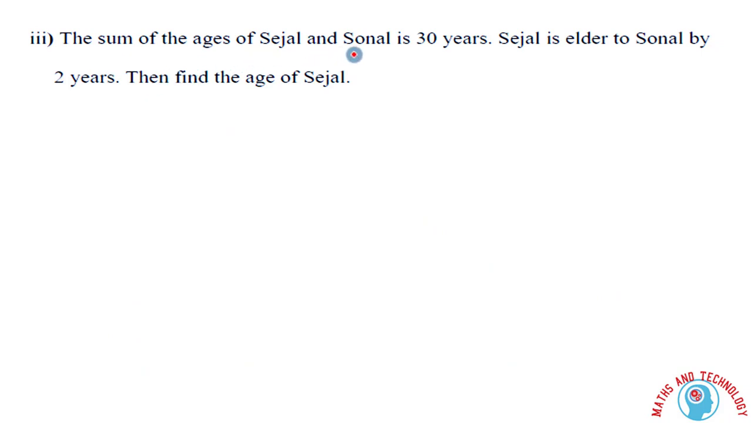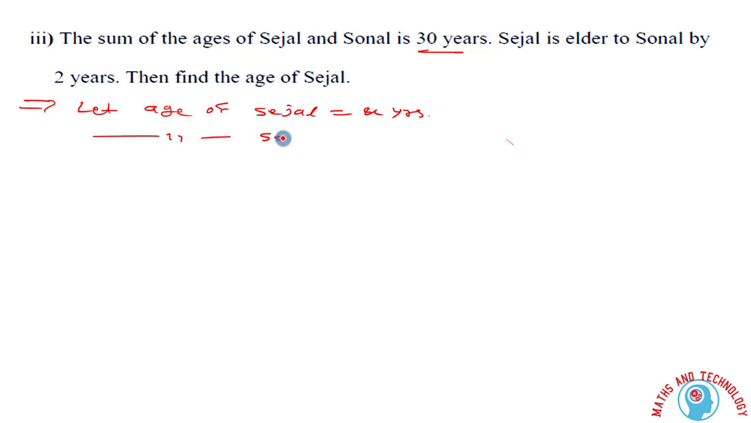The sum of the ages of Sejal and Sonal is 30 years. Sejal is elder to Sonal by 2 years. Then find the age of Sejal. Let age of Sejal equal to x years and age of another one, who is Sonal, equal to y years.